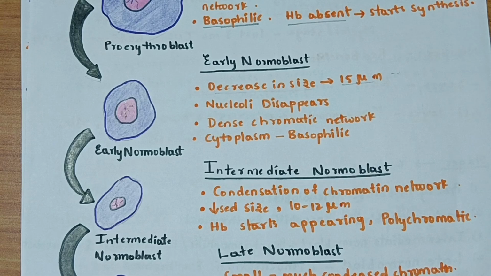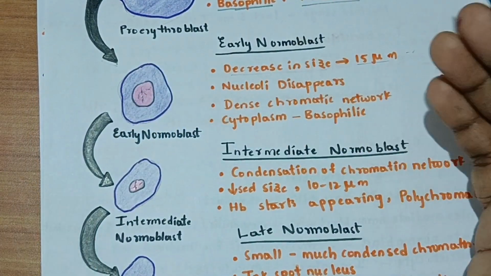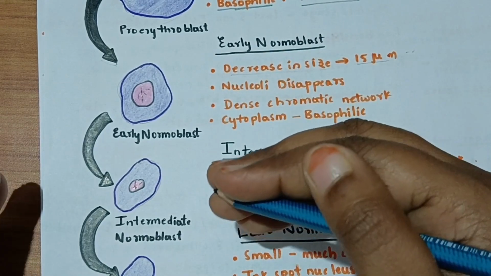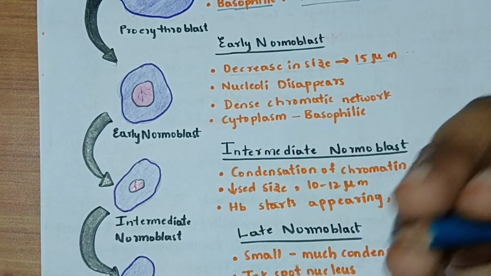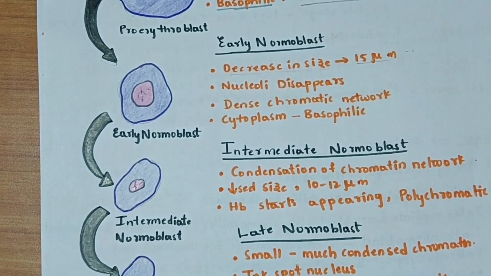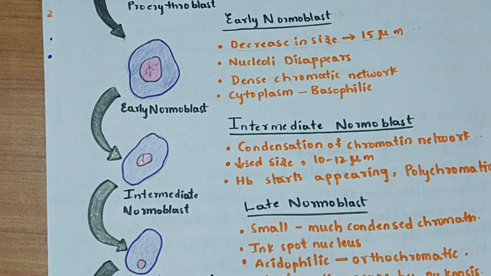Comparing to the proerythroblast, the nucleolus is decreased in size. Here you can see the size of the cell is decreased, about 15 micrometers. The nucleus is also reduced in size. The nucleoli are reduced, the nucleus is reduced, and the chromatin, compared to the first stage, is very densely compacted. A dense chromatin network is formed.